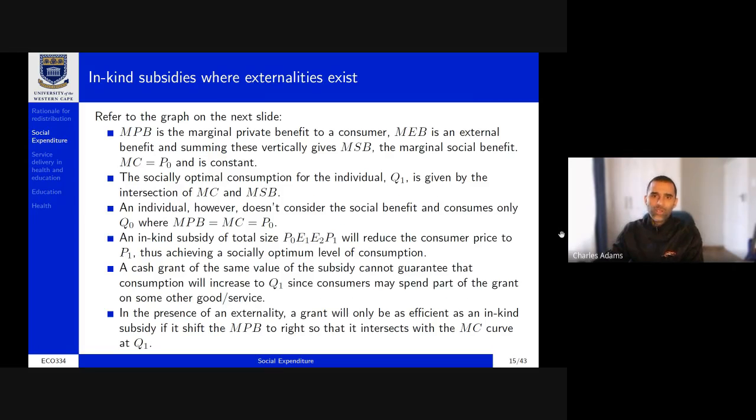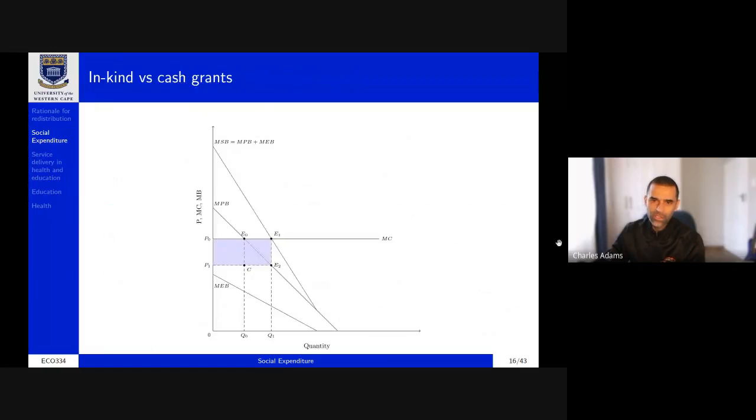All right. So let's look at in-kind subsidies where we have a positive externality. So this is the demand and supply for an individual. Okay. So the MPB would be the marginal private benefit. So this would be the individual's demand curve. And of course, the individual does not consider the external benefit of consuming education. So the consumption is given by the intersection of MPB and MC. And here you have quantity of Q0 demanded.